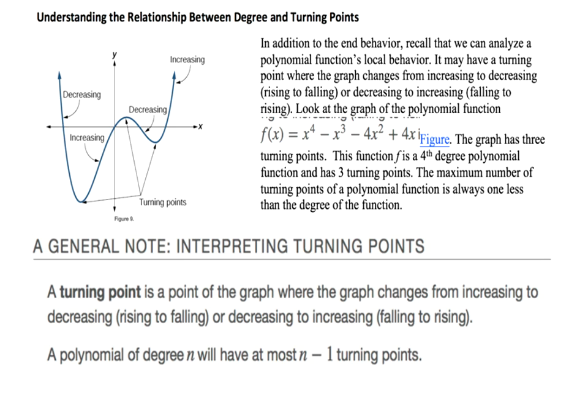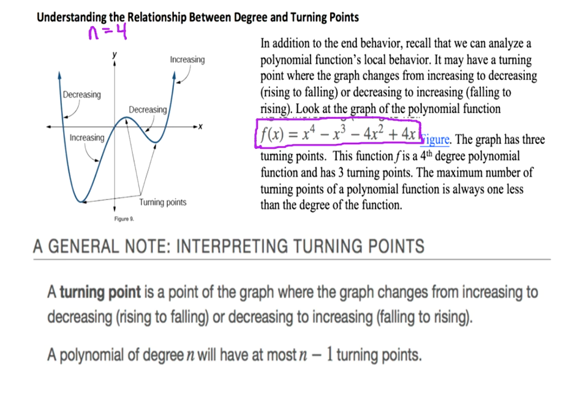Understanding the relationship between degree and turning points. This is just going to open up a little bit more food for thought before we start putting these things onto the graph. And what we find out here is that when we have a polynomial of degree n, in this case, this polynomial off to the left-hand side has a degree of 4.